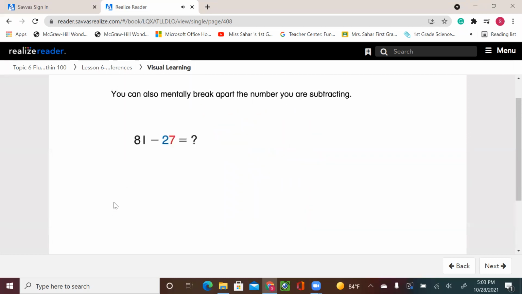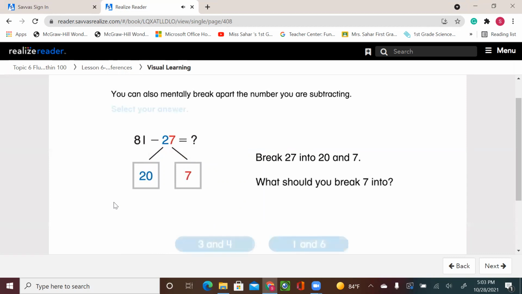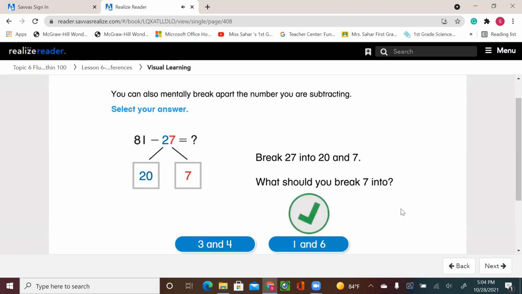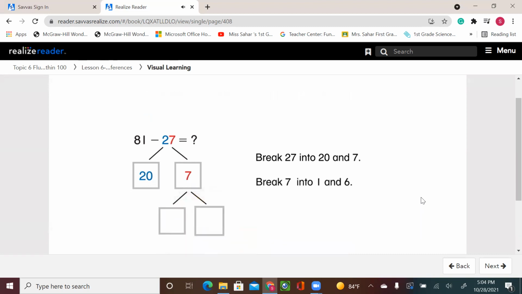You can also mentally break apart the number you are subtracting. Break 27 into 20 and 7. What should you break 7 into? Select your answer. All right, do you remember break apart? So 27 is 20 plus 7. So now I need to break the 7 into two addends. So should I go for 3 and 4 or should I go for 1 and 6? 1 and 6, because I have 1 here, so that would be easy for me to subtract. Break 7 into 1 and 6. Why should you break 7 into 1 and 6? We just said because the ones in the first addend are 1, so I can easily subtract it. 81 has a 1 in the ones place. It is easy to subtract 1 from 81.